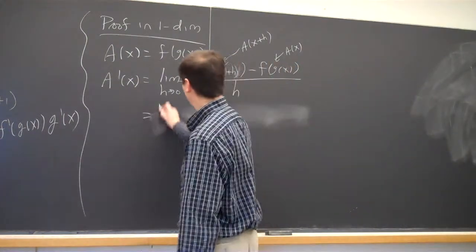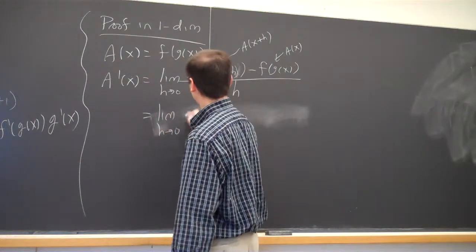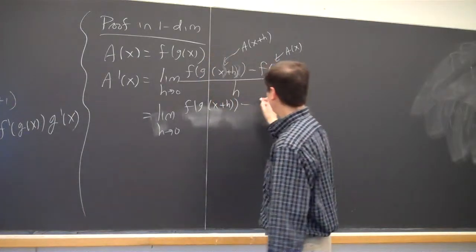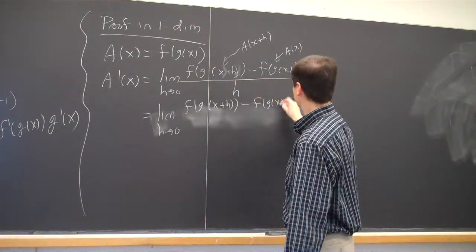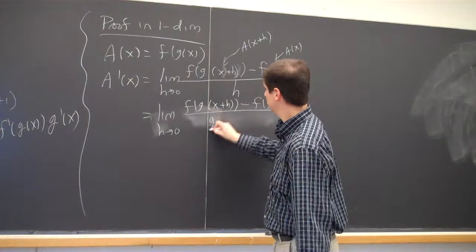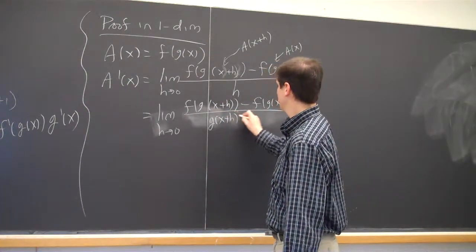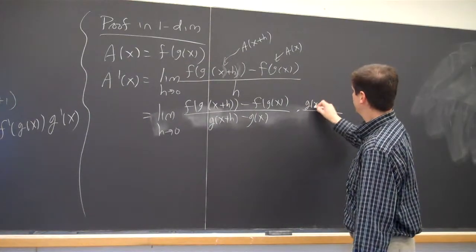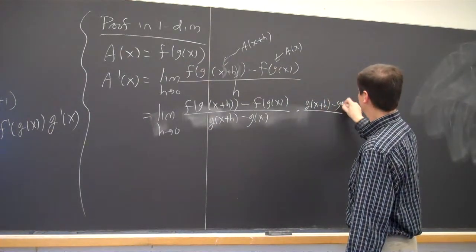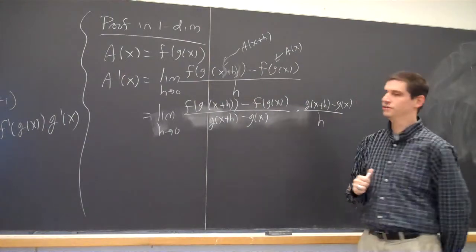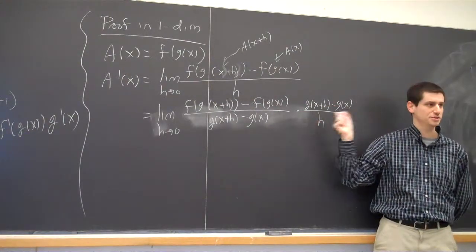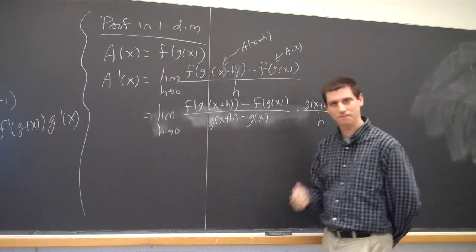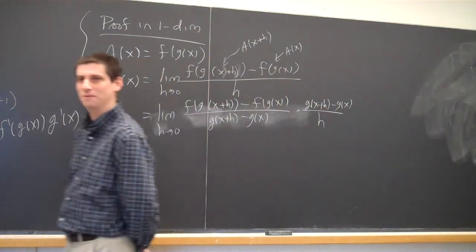So if I look a little bit more, this is the limit as h goes to 0, f of g of x plus h minus f of g of x over g of x plus h minus g of x, times g of x plus h minus g of x over h. Why am I allowed to do this? You're multiplying by 1. I'm multiplying by 1. Am I allowed to multiply by 1? Yes.